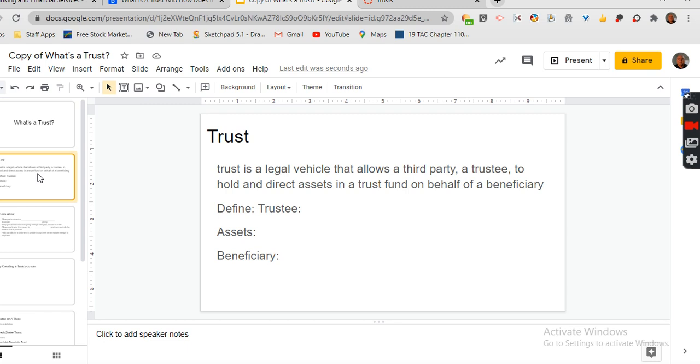The word trust means it's a legal vehicle that allows a third party, a trustee, to hold and direct assets in a trust fund on behalf of a beneficiary. Now that sounds like a big definition, but let's see if we can break it down.